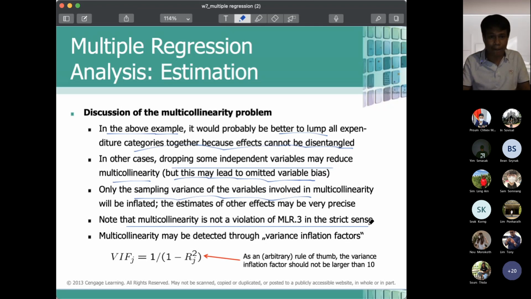I will take you through it in Stata. Multicollinearity may be detected through what we call the variance inflation factor. I will tell you how to do this in Stata. Normally, the variance inflation factor is calculated as 1 divided by 1 minus R squared. And we say there is a multicollinearity issue if this variance inflation factor is higher than 10. I will teach you how to look at it in the data application.